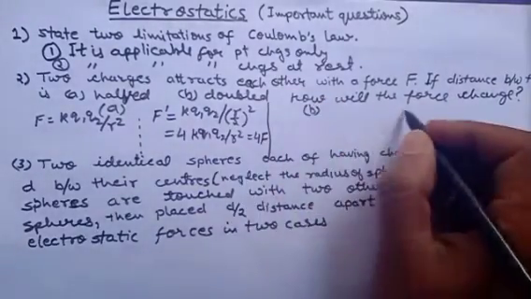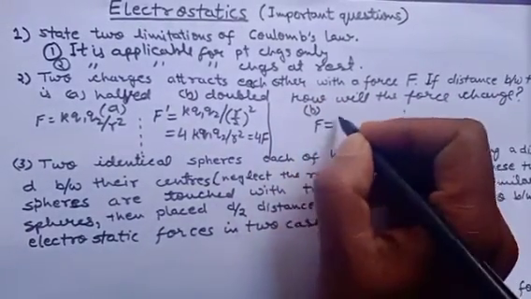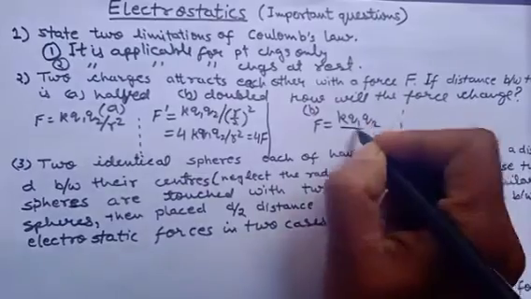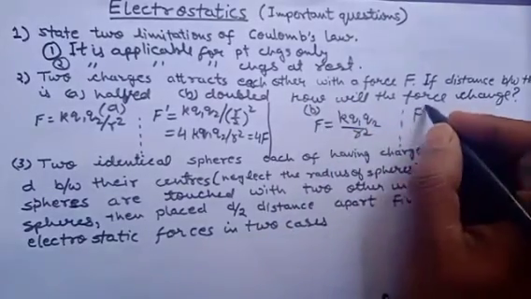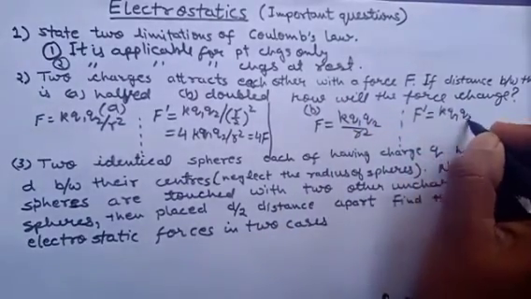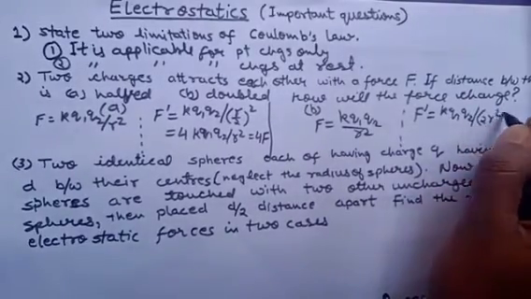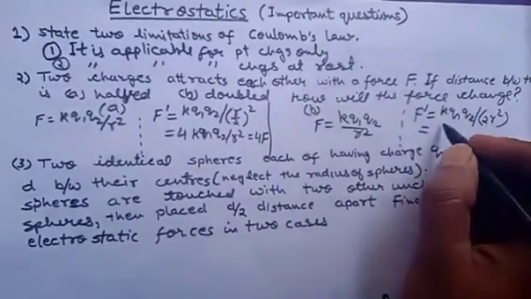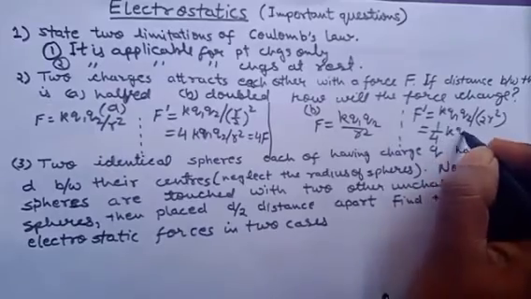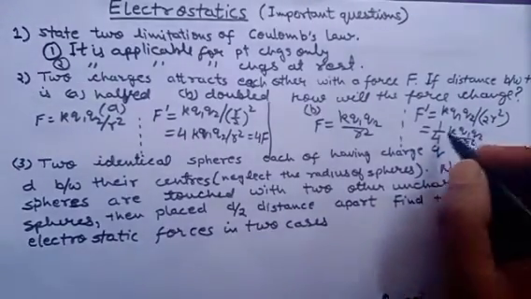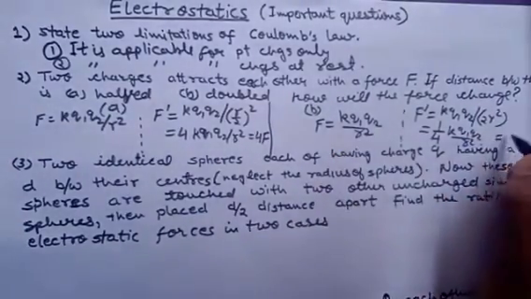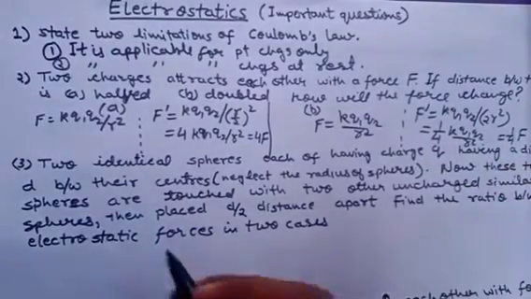Second, if it is doubled, once again F equals K Q1 Q2 upon R square. And now when it is doubled, F dash equals K Q1 Q2 upon (2R) square, which is equal to, in the denominator, 1 by 4 will appear now, K Q1 Q2 upon R square, and this term is F. So we can say this time it will become one fourth of the previous force.